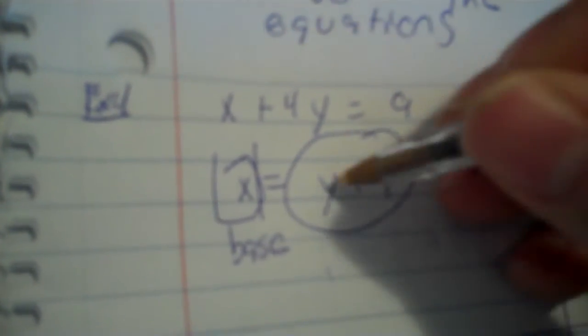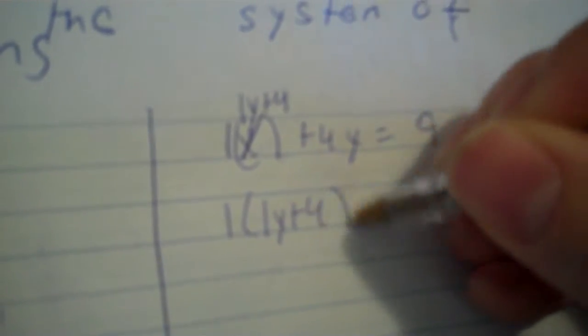So then I circled the other side, put a 1 in front of it. And then I write the equation that doesn't contain the base, which is x plus 4y equals 9. You're going to want to put a 1 in front of your x. And then the base variable is the one we take out, and in its place we put 1y plus 4. So we drop our 1, then we make our parentheses 1y plus 4. Then we put plus 4y equals 9.